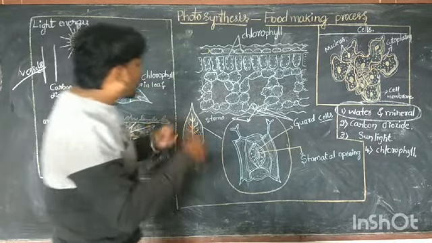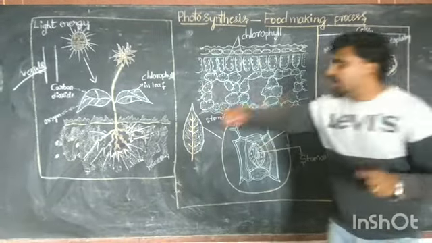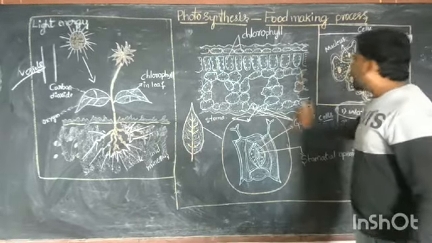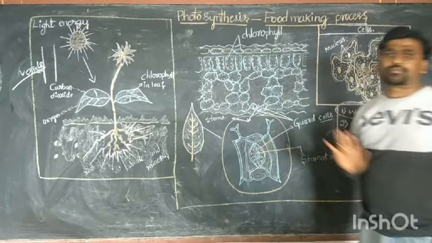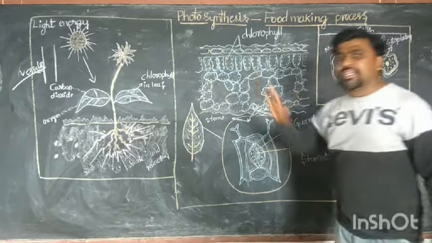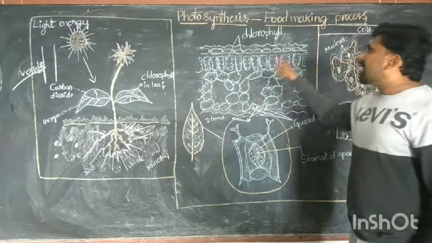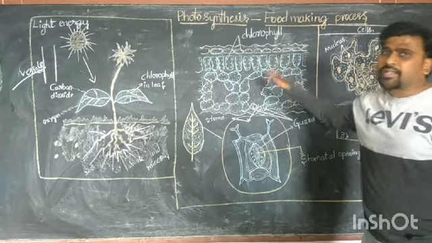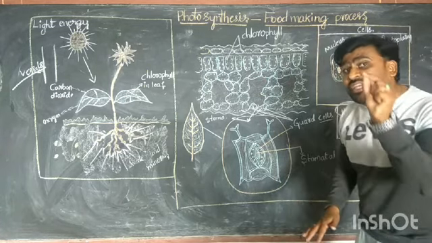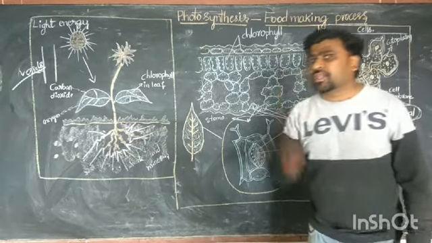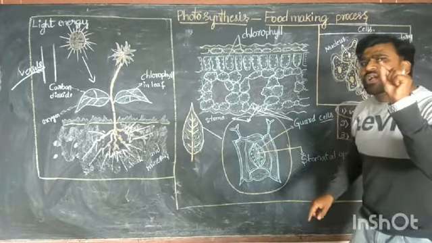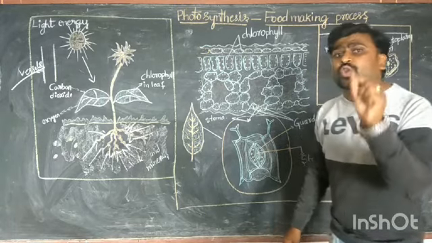Now, how does the carbon dioxide enter the leaf? Now see this diagram and observe it carefully. This is a diagram representation of a leaf. There is a tiny hole present in the leaf, a small opening. This kind of tiny hole is called stomata.